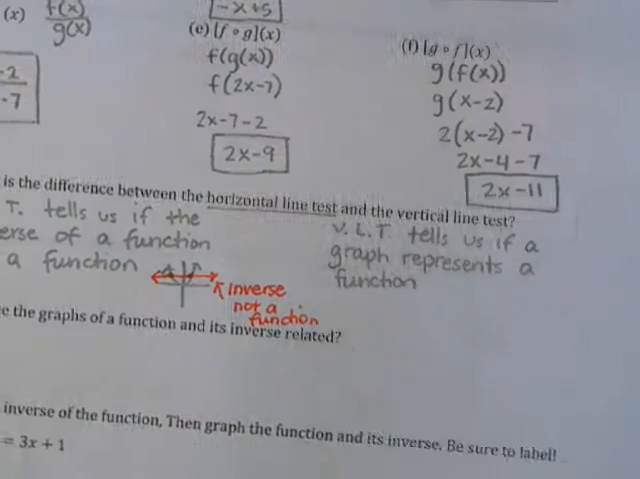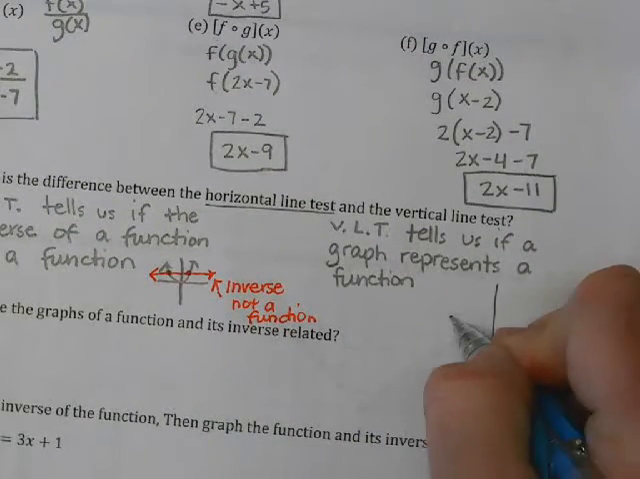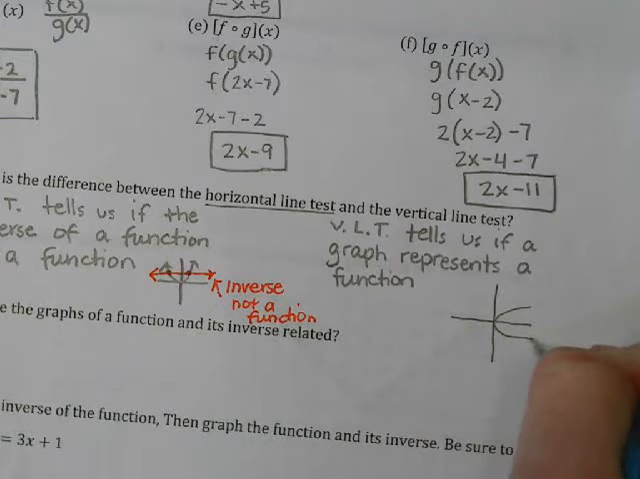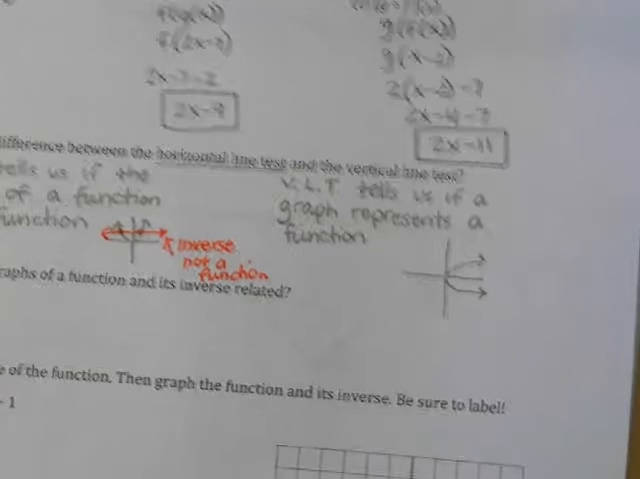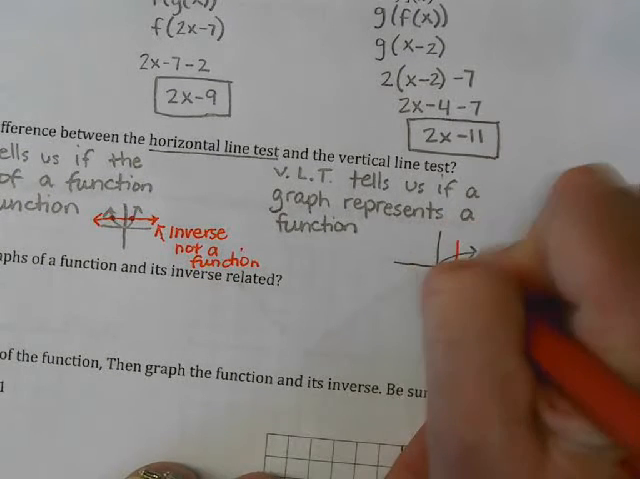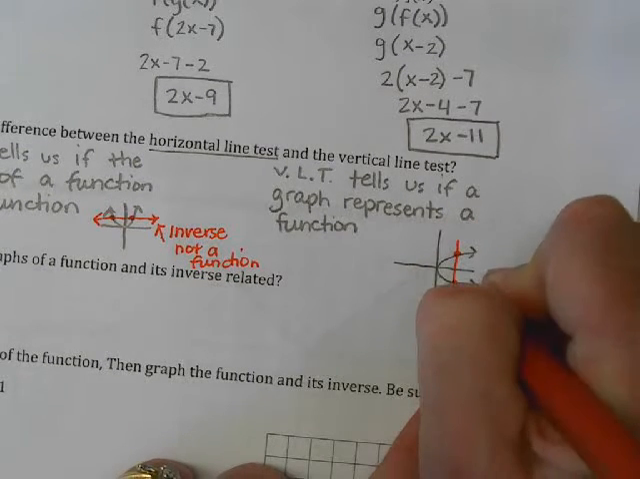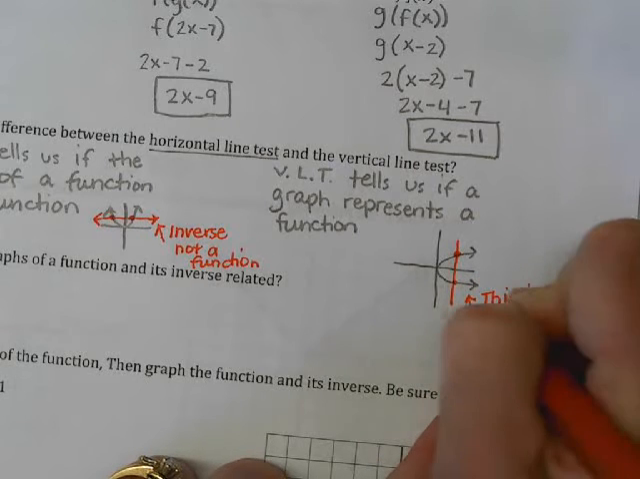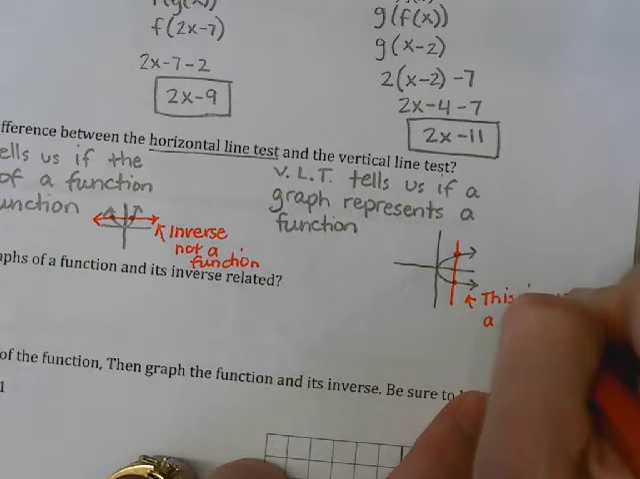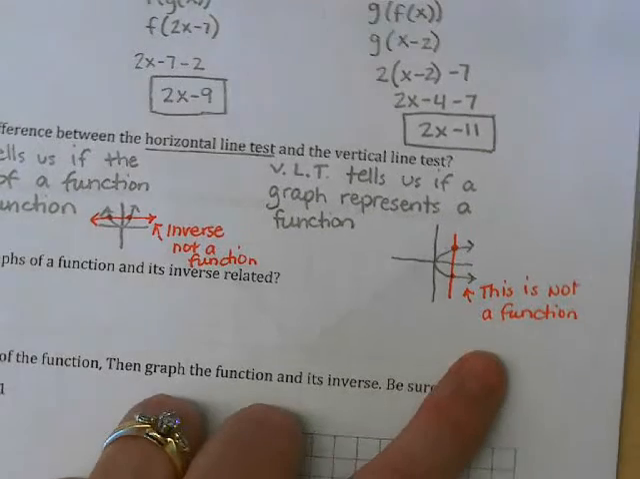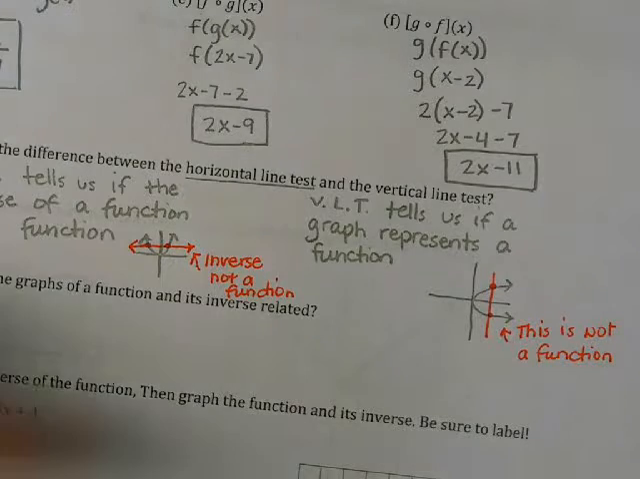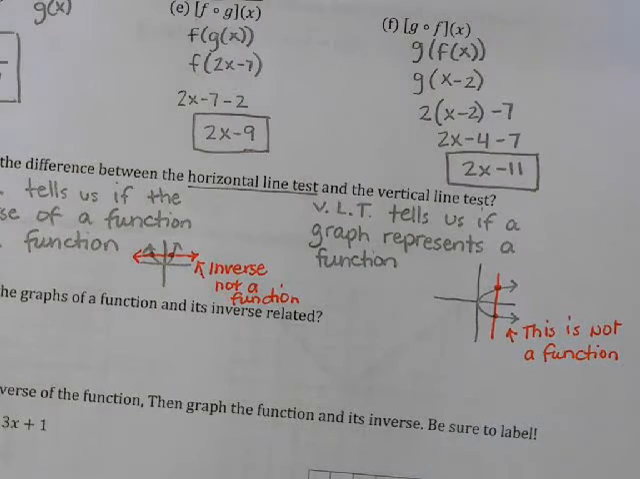Whereas the vertical line test might be something like this. Let's say this was the original function right here. The vertical line test right here would tell me this is not a function. I want you to make sure you're very clear: the vertical line test is something we've been doing since Math 1. It just tells us if something we're looking at is a function. The horizontal line test will tell us if the inverse is a function.